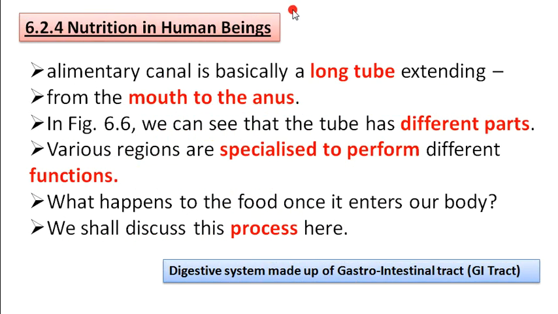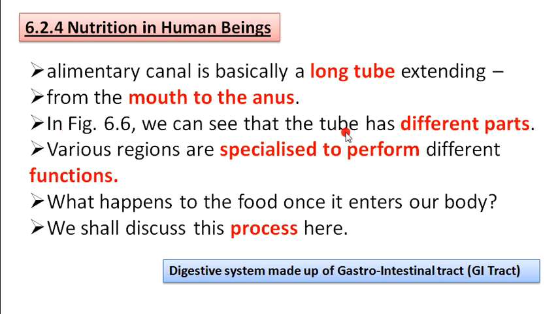Now, a very important and very interesting topic: nutrition in human beings. How do human beings take their nutrition? Okay, so we can discuss the digestive system of our human body. We will study about that in this topic. The alimentary canal is basically a long tube extending from the mouth to the anus. We have a long tube for our digestive system. This is called the alimentary canal. Okay, canal is pipeline, we can say pipeline.